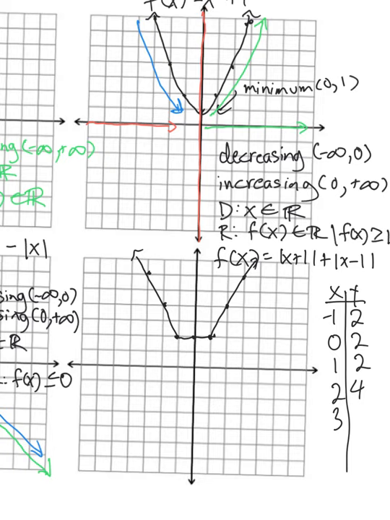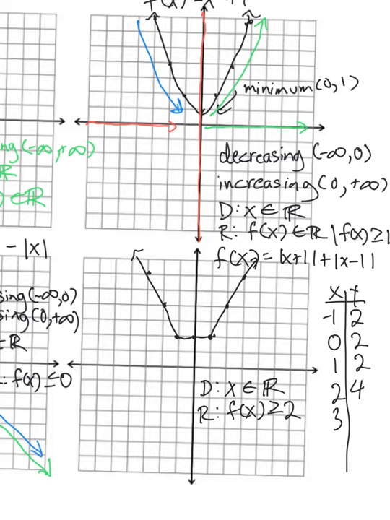Finally, with this in mind, this tells us that the domain has to be all real numbers. And the range, since there is a minimum, f of x could equal 2, but has to be greater than or equal to 2.